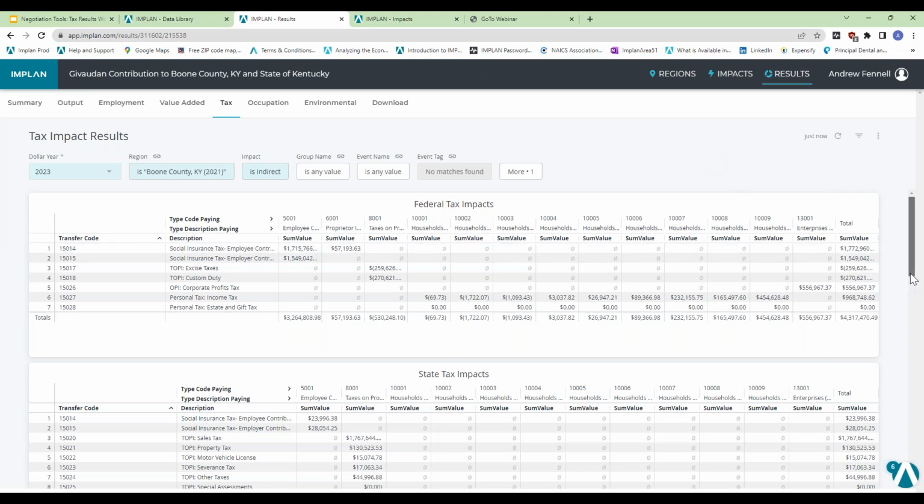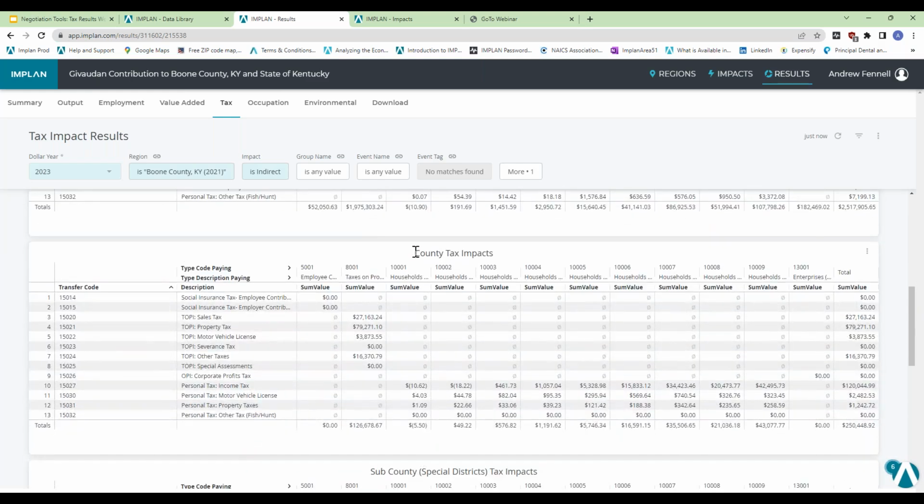So if I've selected Boone County as my analysis region, and I come down to my county tax table, these are what all of the suppliers to my business are paying in county taxes, and that number's down here at the bottom right, annually because of my direct operations. If my business were to potentially move, or this factory were to shut down and stop operating in the county, this might be a loss of $250,000 of county taxes supported in this case.